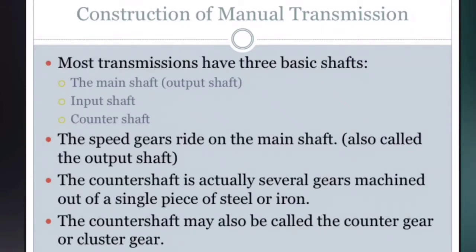After that, the construction of the manual transmission. First, most transmissions have three basic shafts: the main shaft or output shaft, the input shaft, and the counter shaft. The speed gears ride on the main shaft, also called the output shaft. The counter shaft is actually several gears machined out of a single piece of steel or iron. The counter shaft may also be called the counter gear or cluster gear.